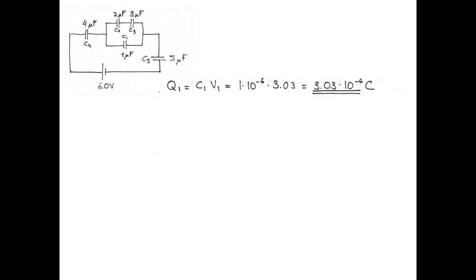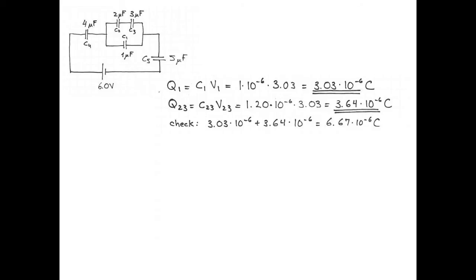Awesome! And with the voltage across the parallel capacitor arrangement, we can figure out how much charge is on capacitor 1. So 1 microfarad multiplied by 3.03 volts is 3.03 microcoulombs. And now we can find out how much charge is on the 2 microfarad and 3 microfarad capacitor. So 1.2 microfarads times 3.03 volts is 3.64 microcoulombs.